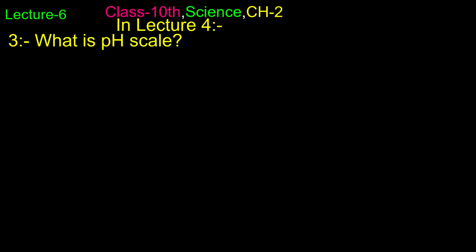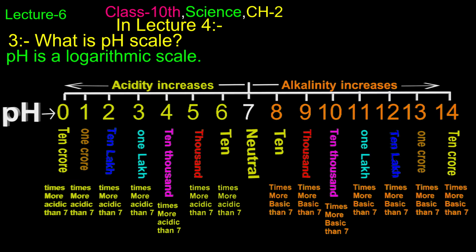After that, we studied what the pH scale is. pH is a logarithmic scale to measure the acidic or basic strength of a solution or material. This scale is from 0 to 14. 0 is the most acidic and 14 the most alkaline. It means if a substance has 0 pH, it is the most acidic on this scale, and a substance having 14 pH is the most basic on this scale.